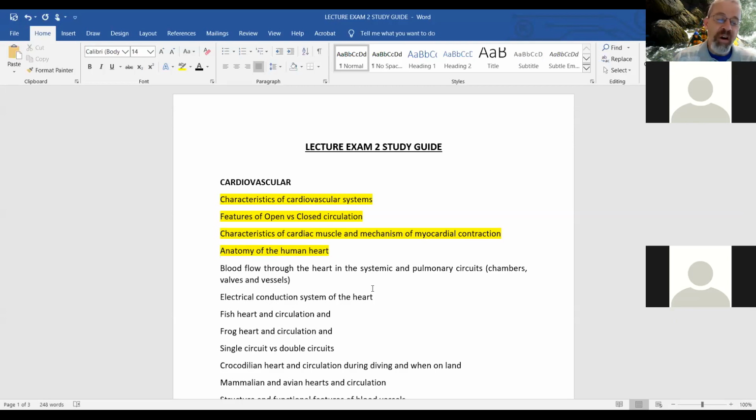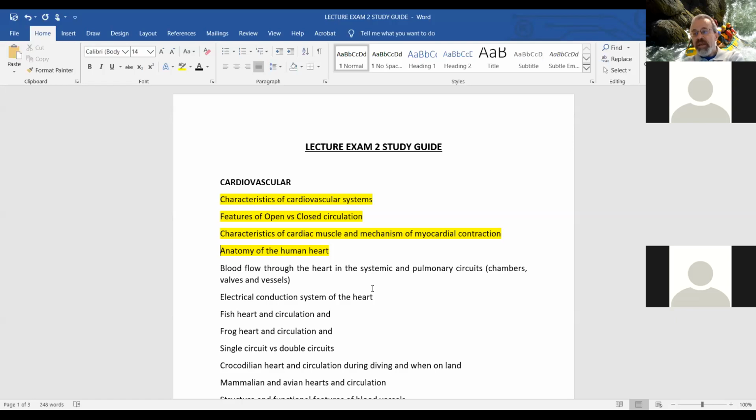Now, our heart is part of a dual circuit system where we have a pulmonary circuit where blood goes to and from the lungs, and the systemic circuit where blood goes between the heart and all the other organs in the body. You should know how the blood flows.